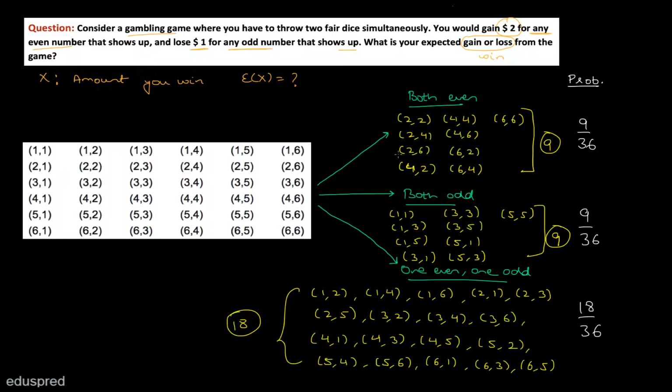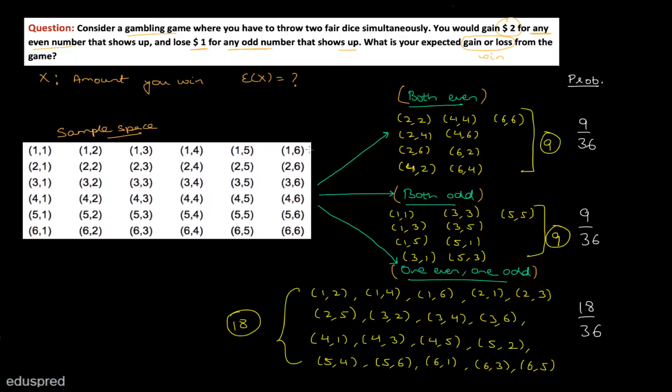Okay. So to understand this question, take a look at this information that I have written over here. The first thing that I have written over here is the sample space. Right? In total, we have 36 possible outcomes and all of these outcomes are equally likely. So I've divided these outcomes into three parts: both the numbers that you get are even, both the numbers that you get are odd, and the third possibility is that one number is even and one number is odd.